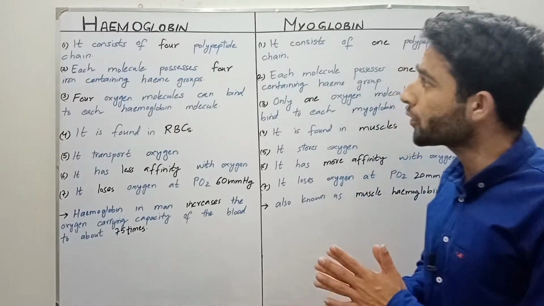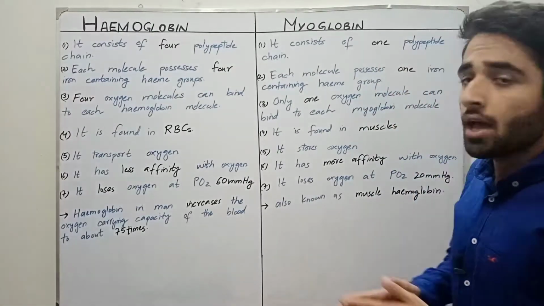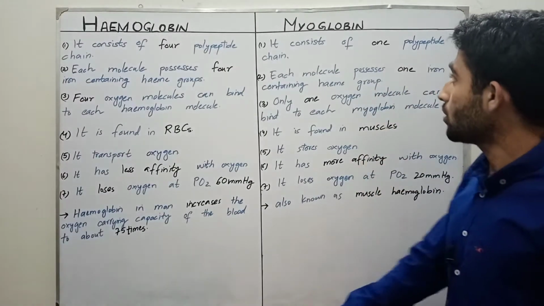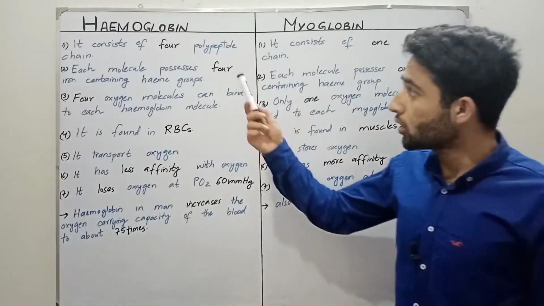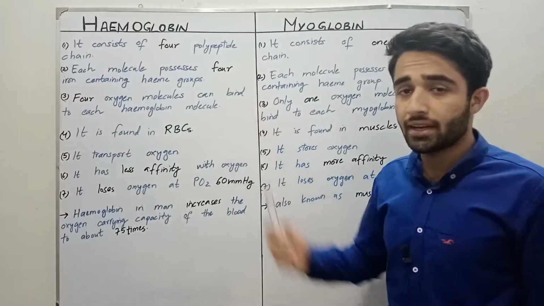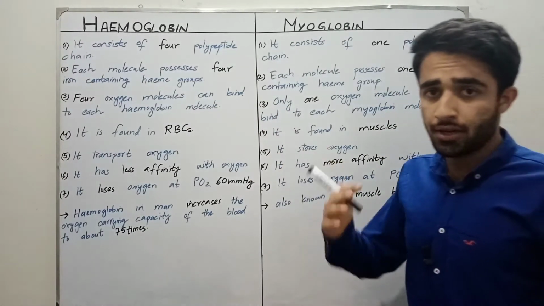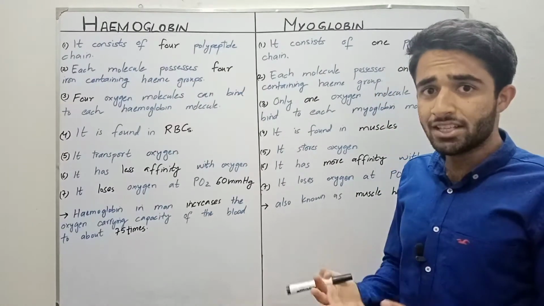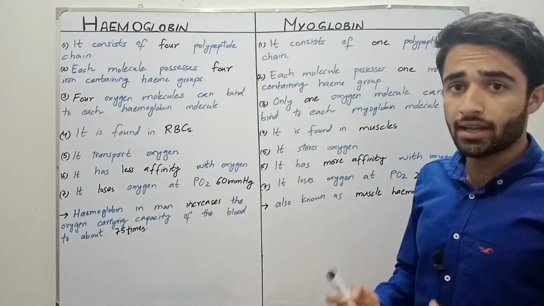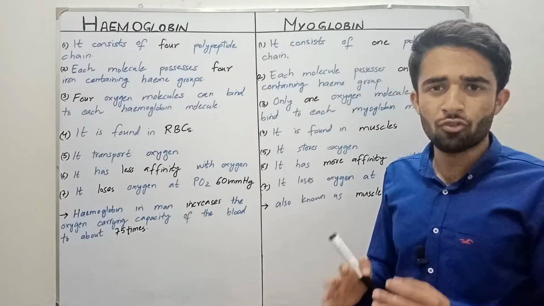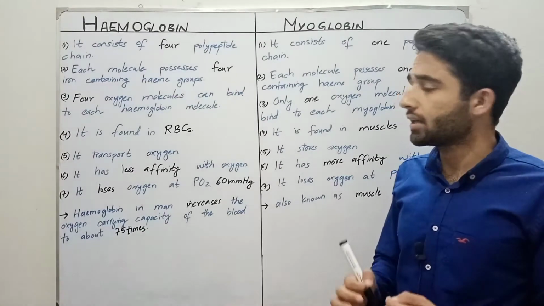So the first point is that hemoglobin consists of 4 polypeptide chains, and myoglobin consists of only one polypeptide chain. Next, each hemoglobin molecule possesses 4 iron containing heme groups. It means that because it has 4 polypeptide chains, in each polypeptide chain there is one iron containing heme group. That's why the 4 polypeptide chains contain 4 iron containing heme groups.